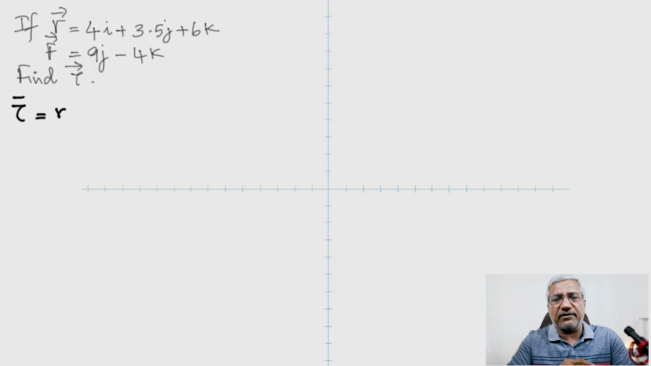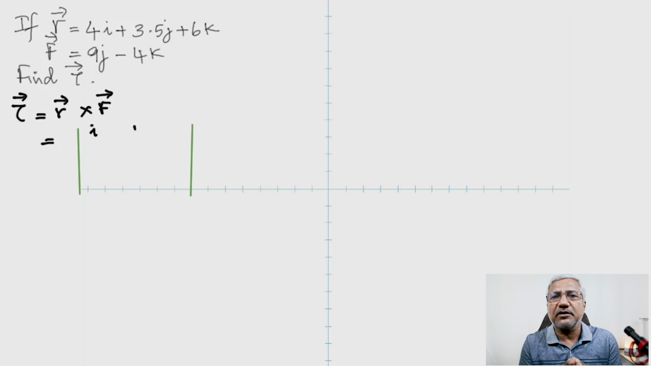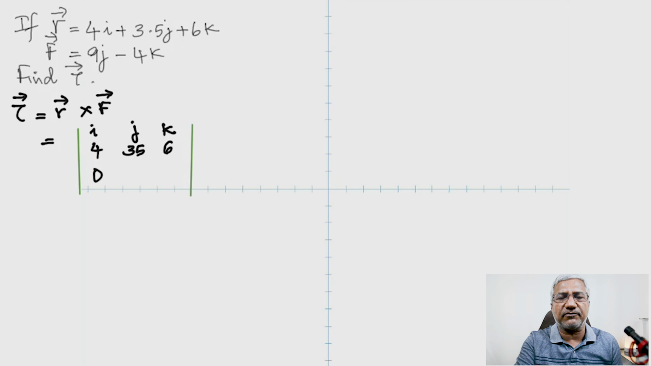So we got to know how to take the cross product of these two vectors. This is just a review for those who already know. Torque is the cross product of R and F, and the order in which you write those two matters, because R cross F is negative F cross R. So put it as R cross F. We put the i, j, k, and then we first write the coefficients of R, because the order is important: 4, 3.5 and 6. And then below that, you put the coefficients of force. For i, there is nothing, that's why it's 0.